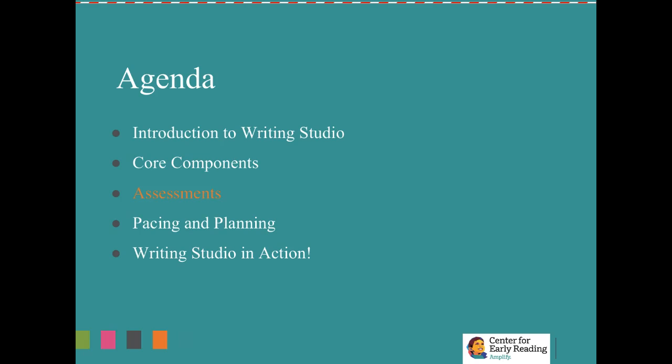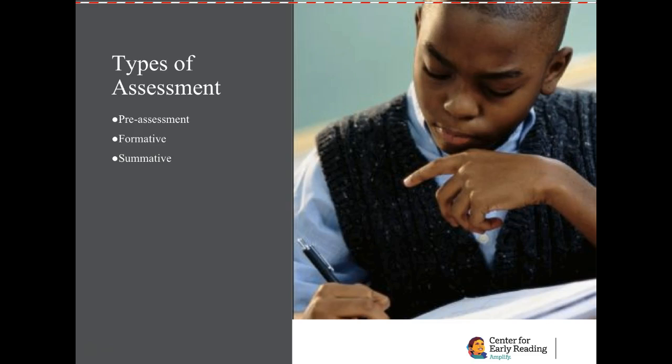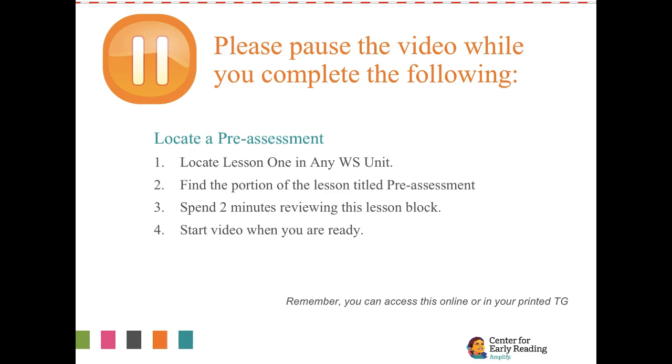Now it's time for everyone's favorite part of the day, assessments. In Writing Studio, there are 3 types of assessment: pre-assessment, formative, and summative. These are covered in great detail in the program guide you received, but let's look at each one of them briefly now. Please pause the video while you complete the following task.